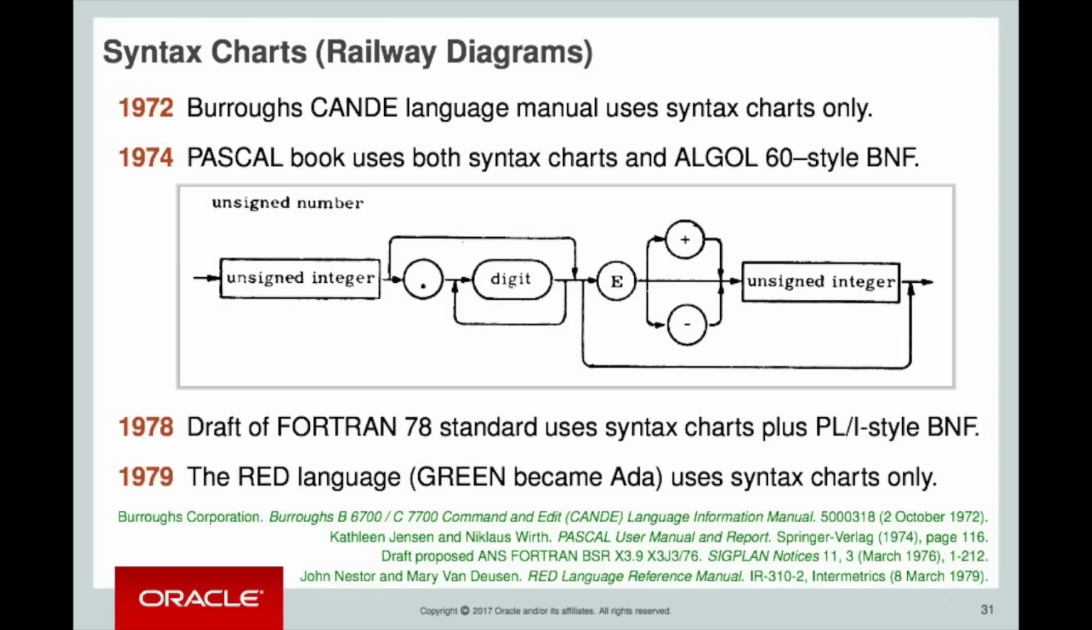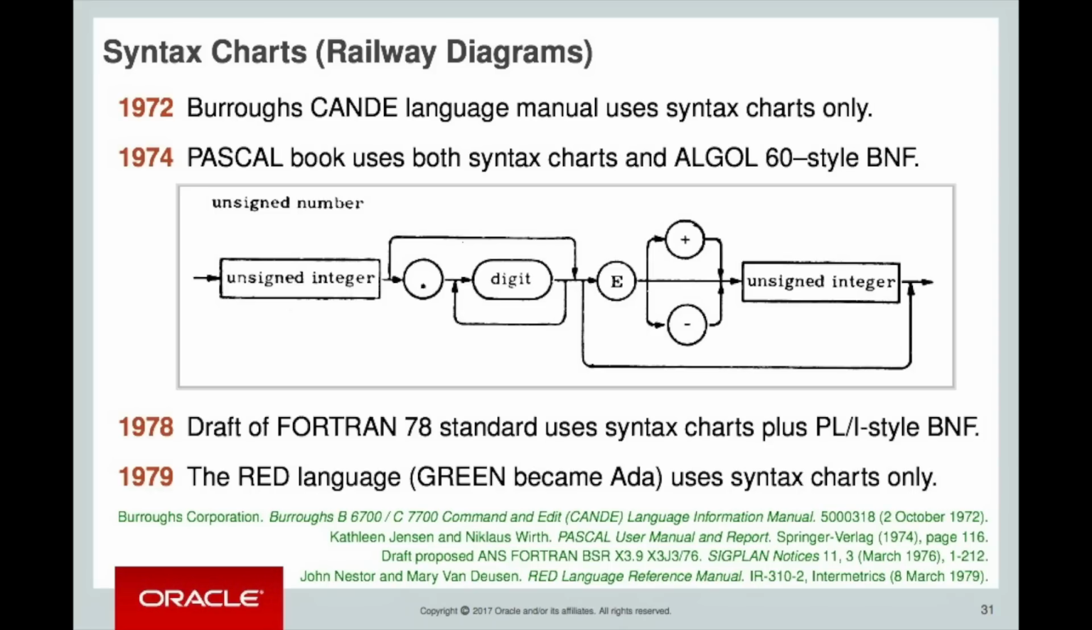Okay, so a lot of things happened in the 60s, a few things happened in the 70s, and one thing that happened in the 70s, I can remember this, is that we thought that syntax charts were going to take over from BNF. This new two-dimensional graphical formalism was introduced. In 72, a Burroughs language used syntax charts only to describe their syntax. The famous Jensen and Wirth book, the PASCAL User Manual and Report, used both BNF, ALGOL 60 style, and syntax charts, and here's an example. This is the syntax of an unsigned number literal.